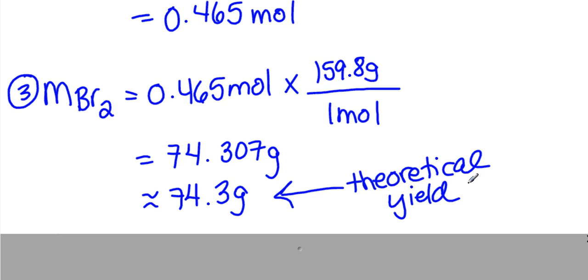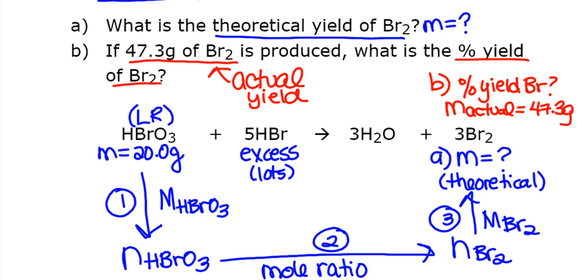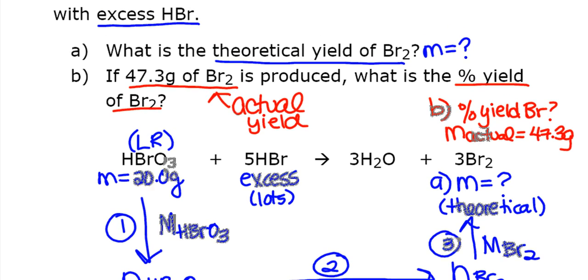In perfect conditions on paper, we've calculated that you should get about 74.3 grams of bromine produced. If there's no errors, if everything goes 100% according to plan, that's what we would expect to get. So that's the answer to part A. Now, we've got our theoretical yield. Let's go back up to the question to revisit part B, and then we'll take a look at that answer. So, in part B, we need to find the percent yield.